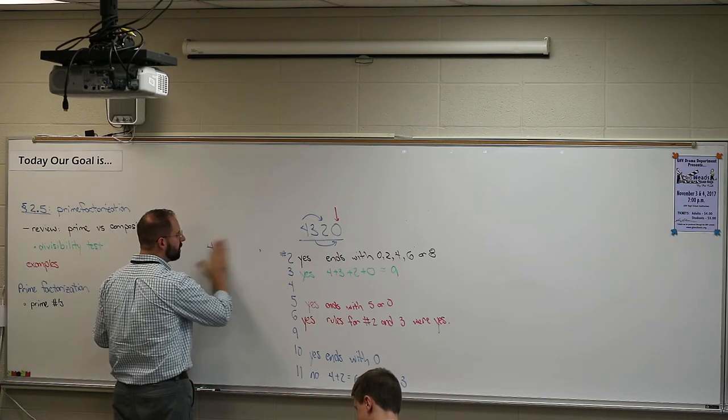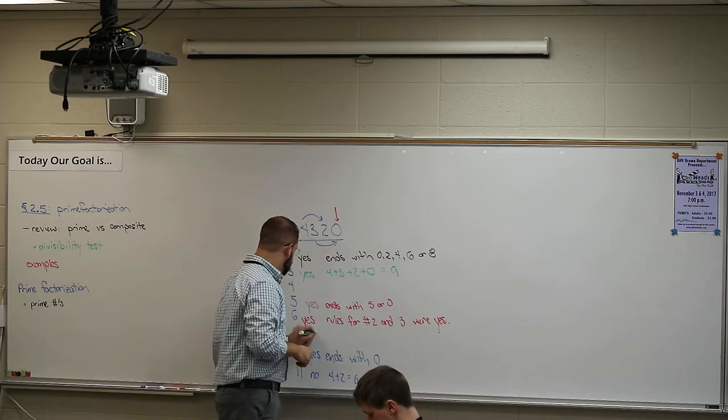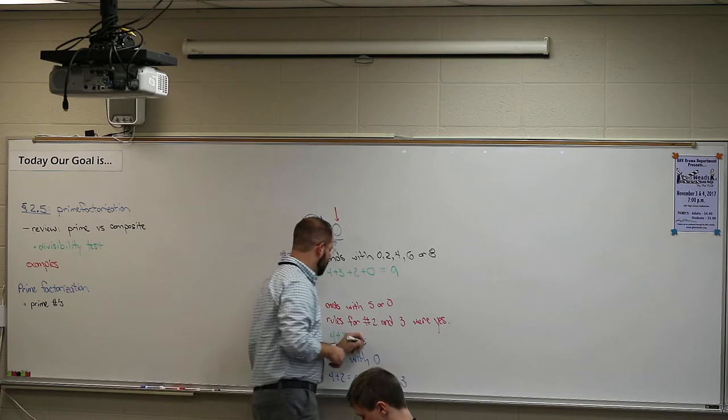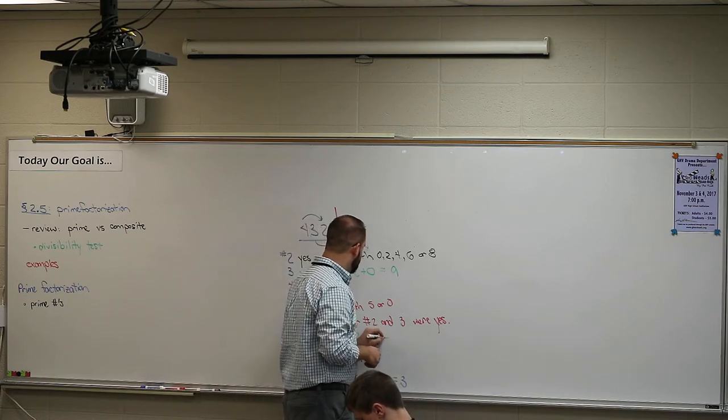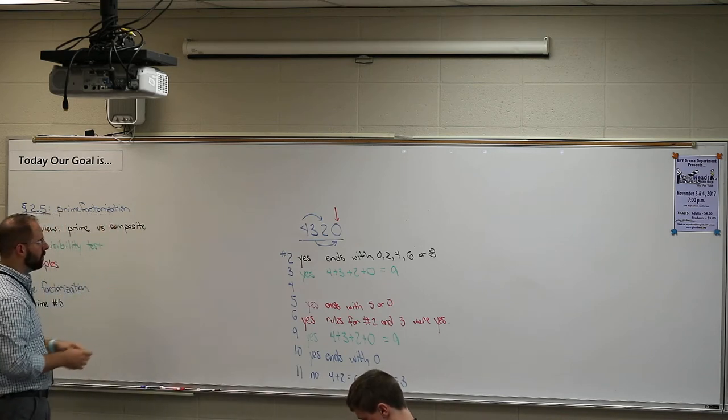9, you had to add them up and see if it was a multiple of 9, and in fact it was. This is a yes. 4 plus 3 plus 2 plus 0 was equal to 9, so that's a yes, because it had to be a multiple of 9. You had to make the finger rule for that.